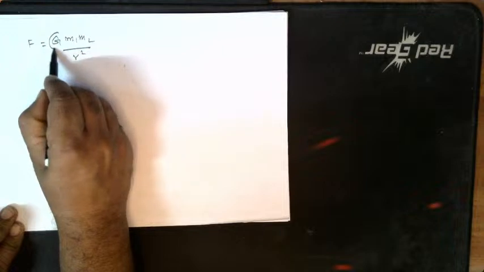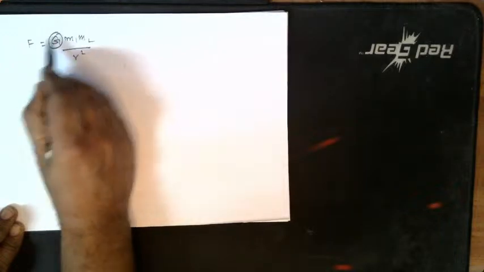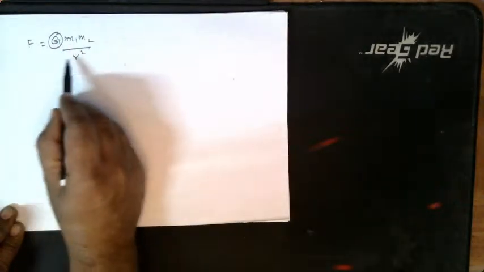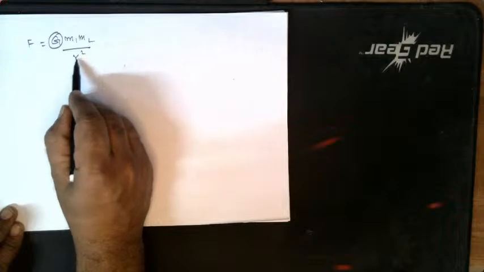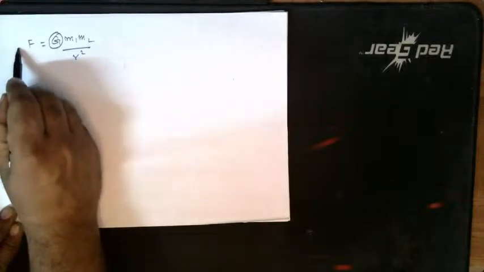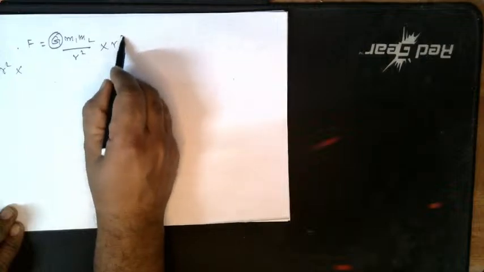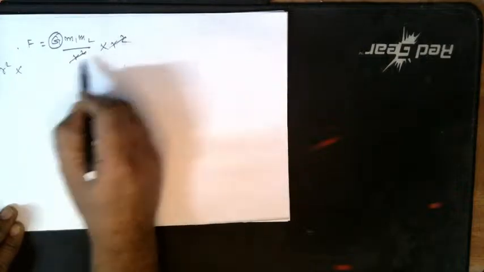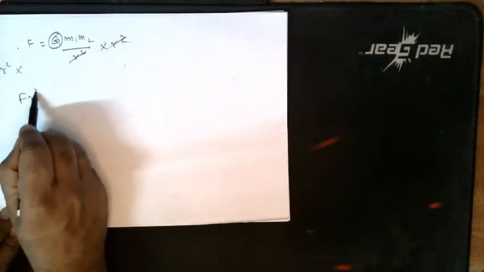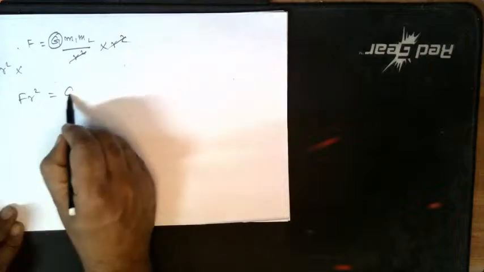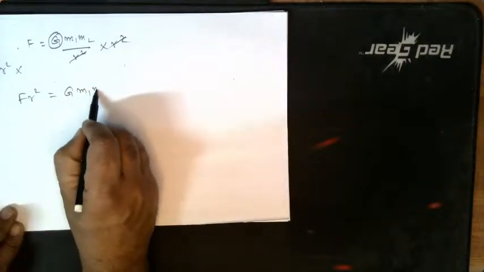Now I want G, so you have to eliminate all these things. Let us first eliminate the R square, so multiply on both sides by R square. Correct? Yes, sir. So R square cancels, and this is F R square, equal to G M1 M2.